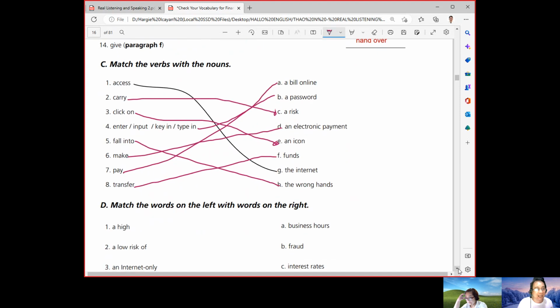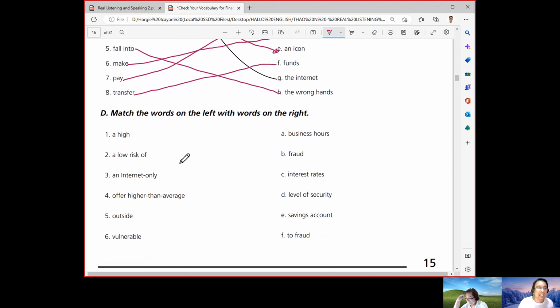Okay, very good job, Tao. Yes. Next, in letter D, let's try to match the words on the left, 1 to 6, with the words on the right. Okay, so when we say a high, what is that a high blank?